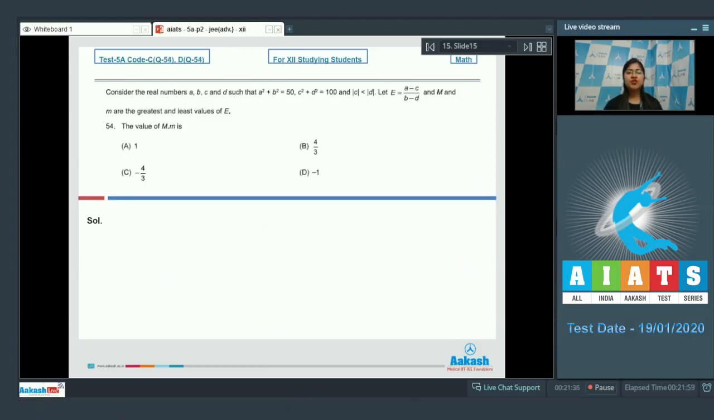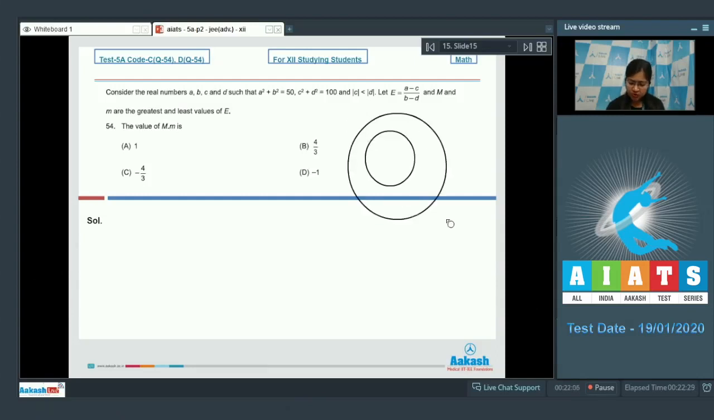Next is paragraph for question 54 and 55. It says consider the real numbers a, b, c and d such that a square plus b square is 50, c square plus d square is 100 and mod c is less than mod d. Let E is equal to a minus c upon b minus d. Then M and m are the greatest and least values of E. So we have to find the value of M into m.